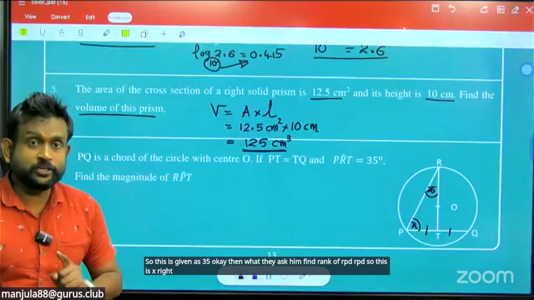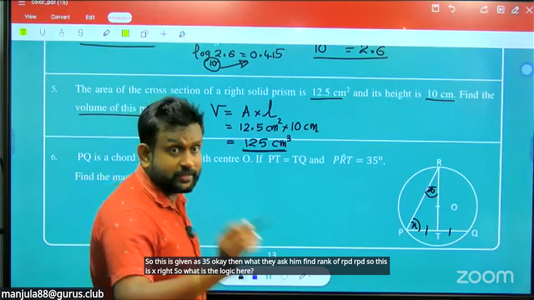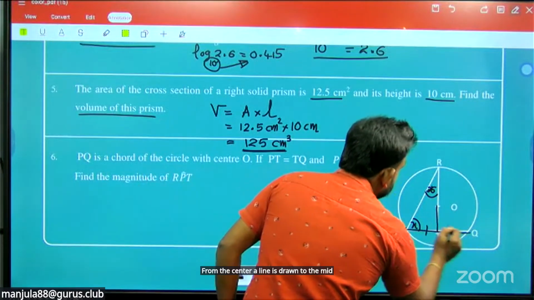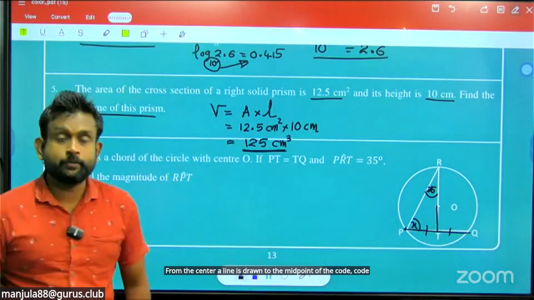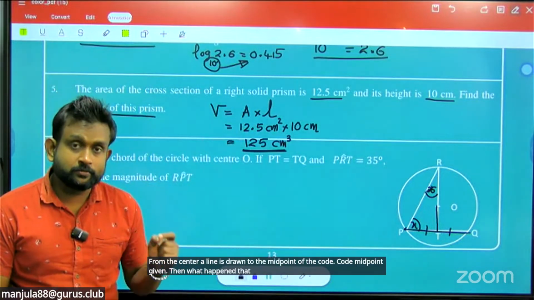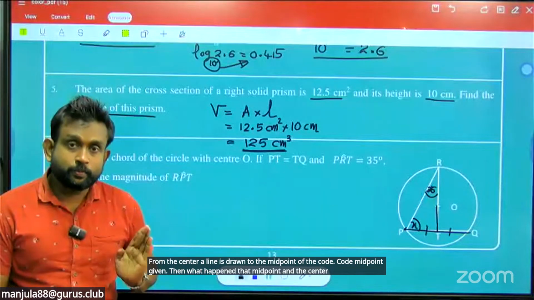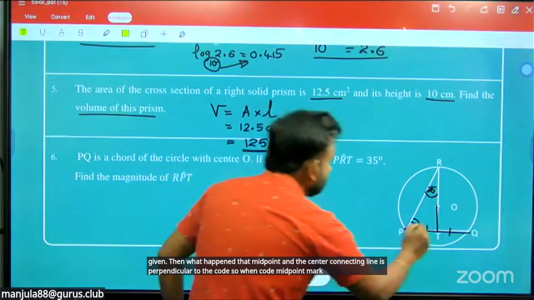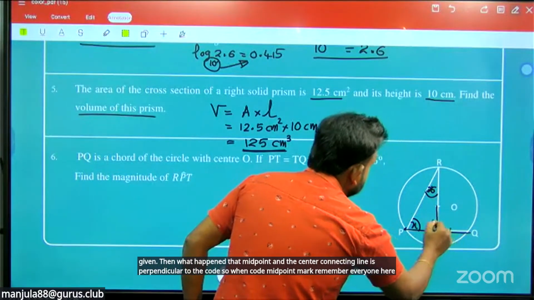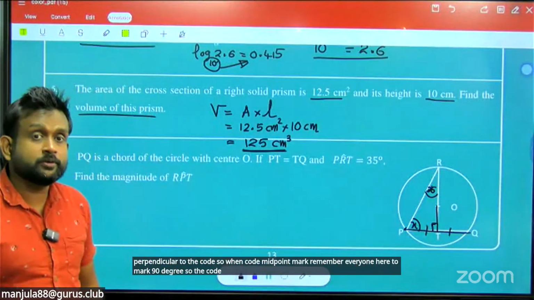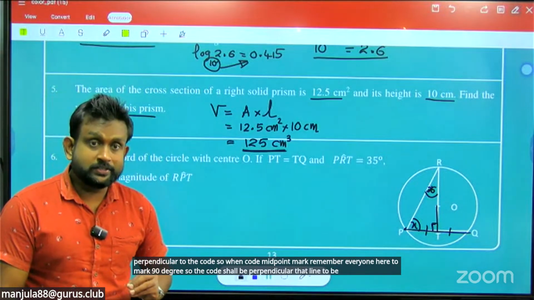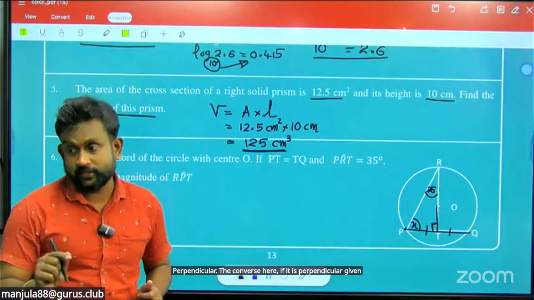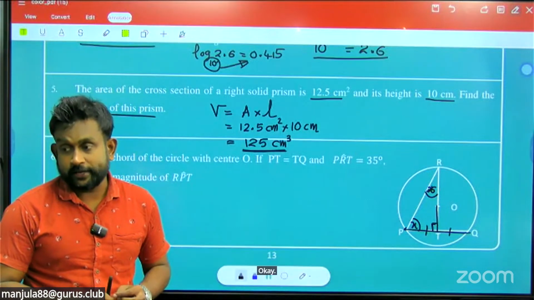So what is the logic here? From the center, a line is drawn to the midpoint of the chord. The chord midpoint is given, then what happens? That midpoint and the center connecting line is perpendicular to the chord. So when the chord midpoint is marked, remember everyone, mark 90 degrees here. That line is to be perpendicular. The converse here: if it is perpendicular, then the chord is bisected. Okay, now you can use that.